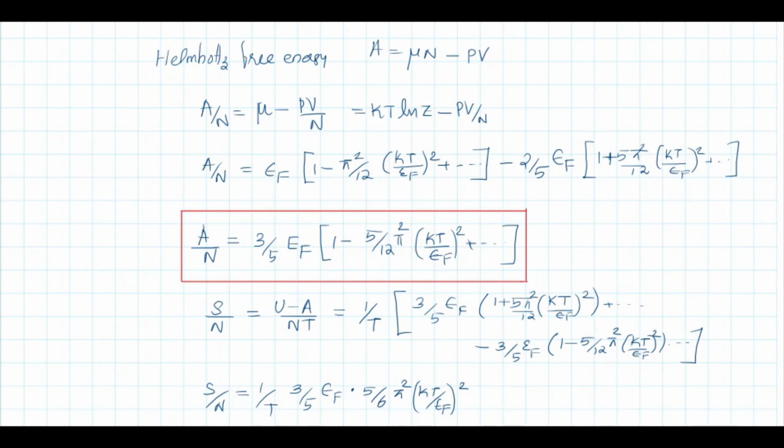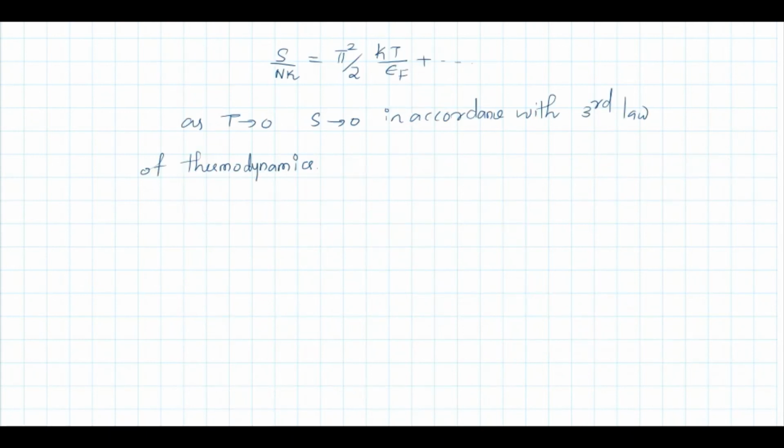Then the next, the second term will get added up. So that is 3 by 5 EF into this 5 by 12 and 5 by 12 added up to give 5 by 6 into pi square kT by EF whole square. This is entropy per particle. And the final expression is S by Nk equal to pi square by 2 into kT by EF plus etc. And you can see that in the case when T tends to 0, this entropy goes to 0. That is in accordance with the third law of thermodynamics. At absolute 0, entropy vanishes.